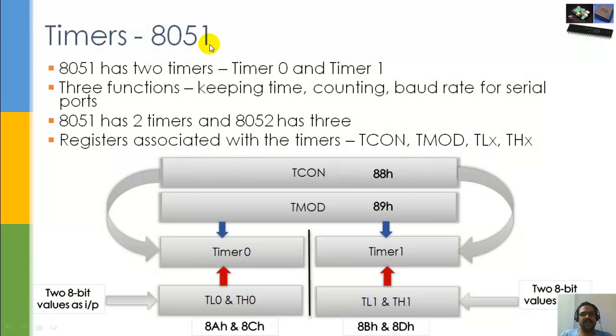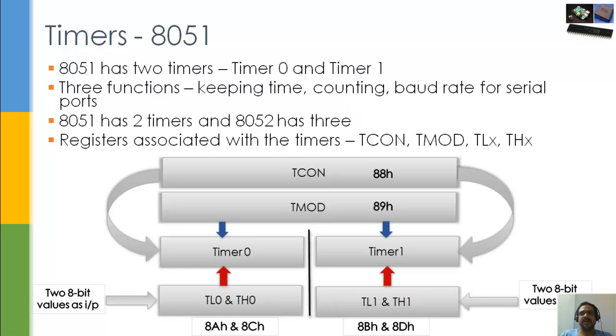The first topic that we are going to deal with is timers, because they have a variety of applications and it's very interesting and easy to learn as well. That's why timers first. As I told you before, 8051 has two timers, timer 0 and timer 1. The timer can perform three functions. One, keeping time, that is, it can count like your watch or clock. Then counting. The difference between keeping time and counting is, as far as keeping time is concerned, once you initiate it, it goes on forever, whereas counting doesn't happen automatically.